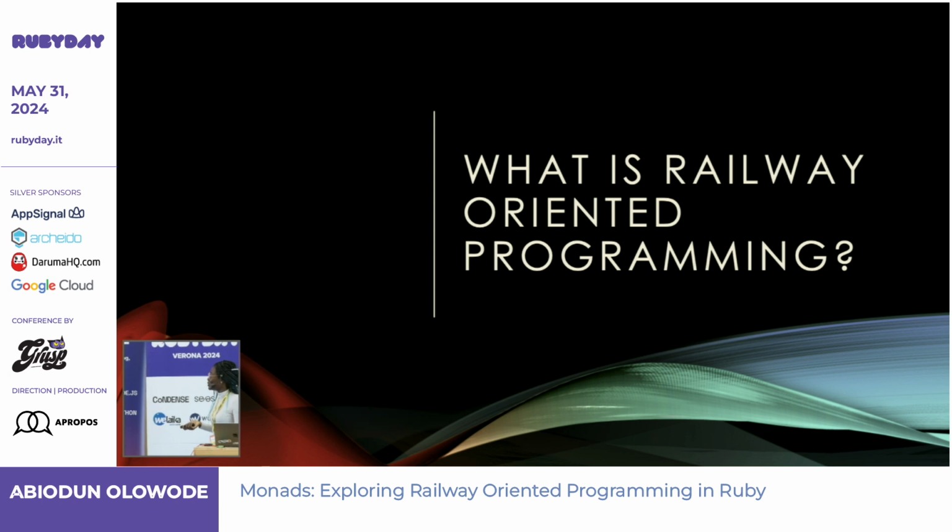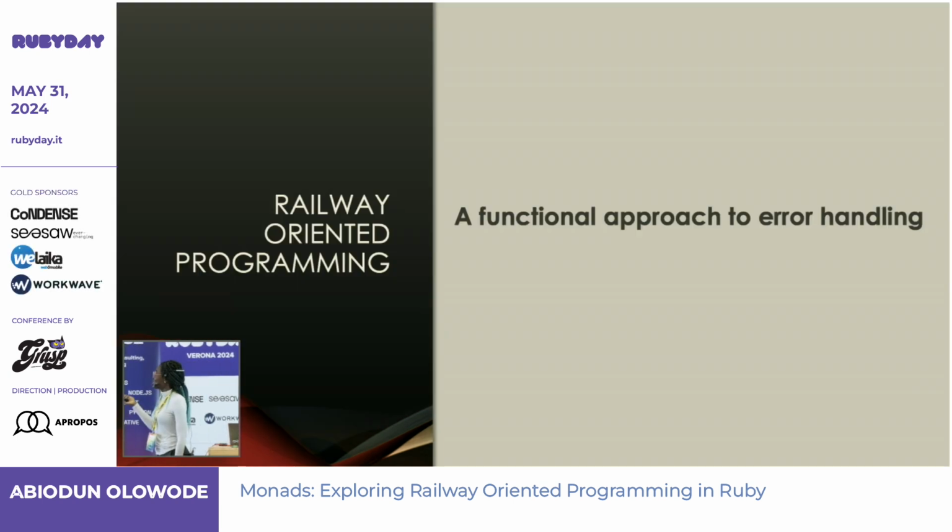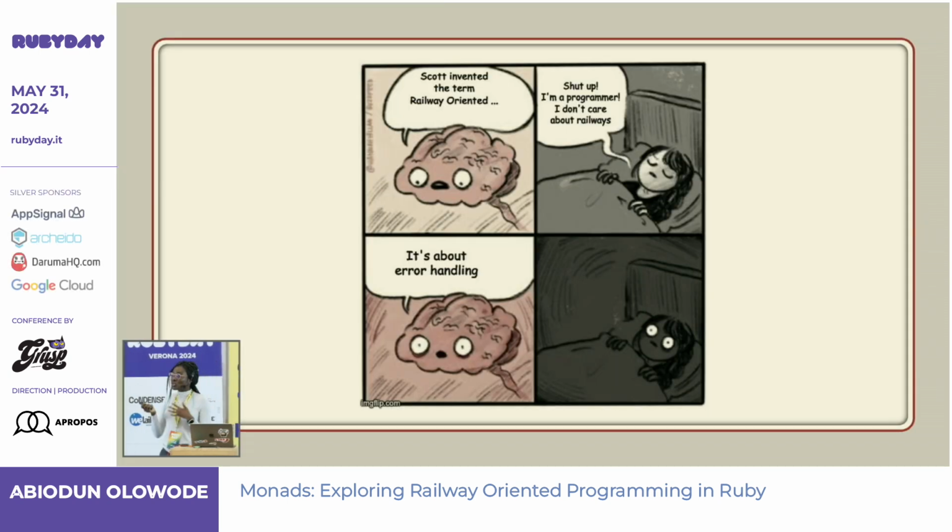Let's get into details. According to Scott, ROP is a functional approach to error handling. Scott is a proponent of functional programming, so I'm not surprised that he found a way to talk about error handling in a functional way. But what has error handling got to do with railways? What do programmers have to do with railways?